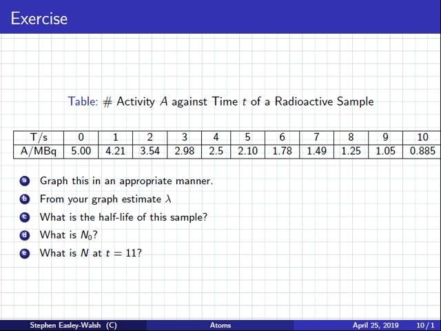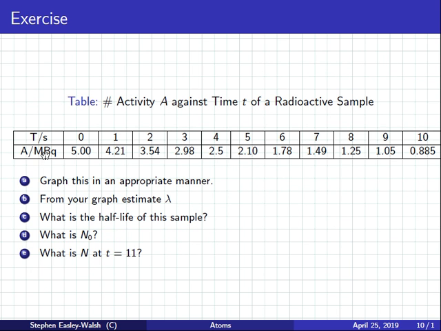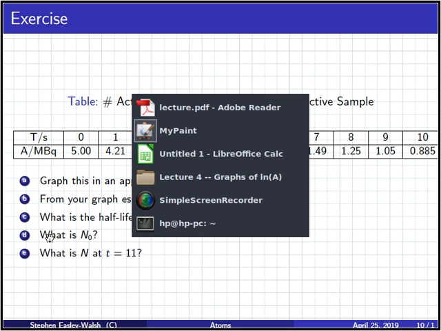Why did I do this? It's the same question. I just changed it from moles to mega. But I kept everything the same, so it's kind of pointless. I don't know why I did that. It's the same question.